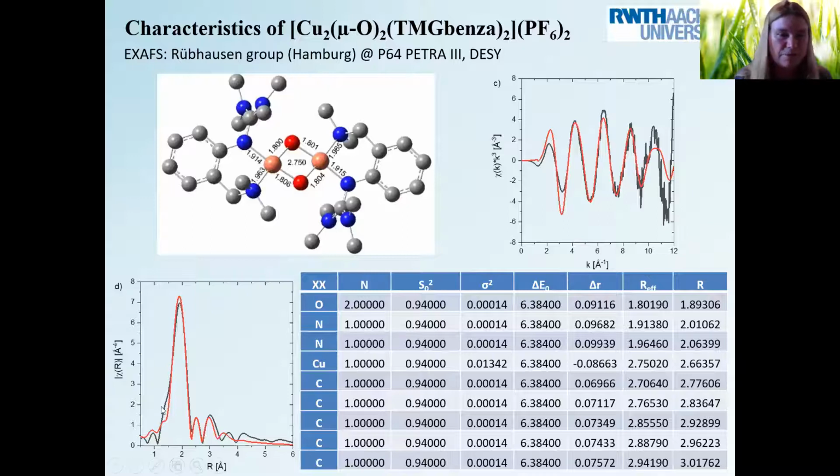For example, here you see that there are 4 backscatterers. So we have two oxygen atoms at 1.89 angstrom, and then we have the 2 nitrogen donors, and the next copper is around 2.7, 2.6 angstrom away. So also by XAS, we obtained the information that we really have our bis(μ-oxido) species, which is important for the next steps.